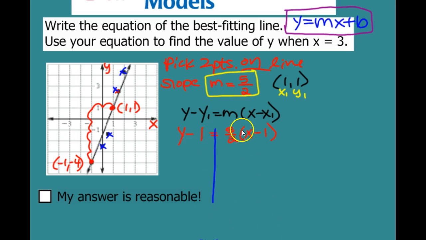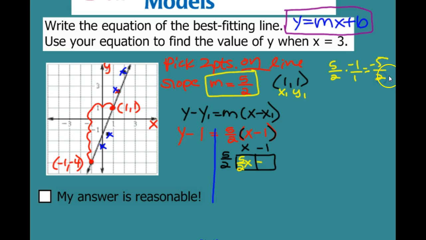Now I simply need to solve these. First, getting rid of my parentheses, I need to draw a box to multiply or distribute. We have 5 over 2, and then x minus 1. So if I multiply 5 over 2 times x, it stays the same. It's still 5 over 2x. 5 over 2 times -1, I know it's going to be a negative. 5 over 2 times -1 is still -5 over 2, it's just negative.